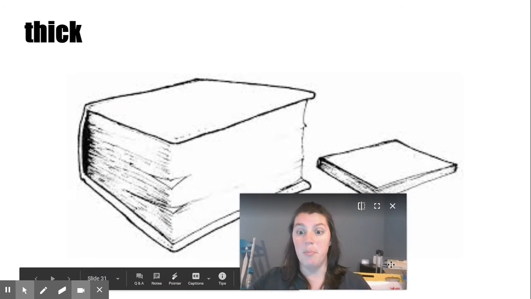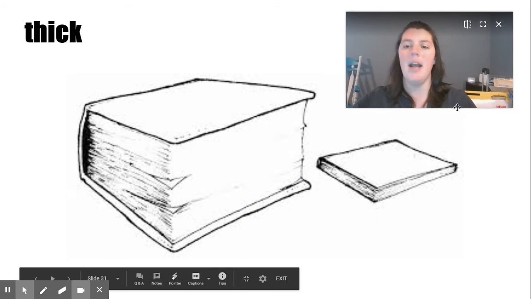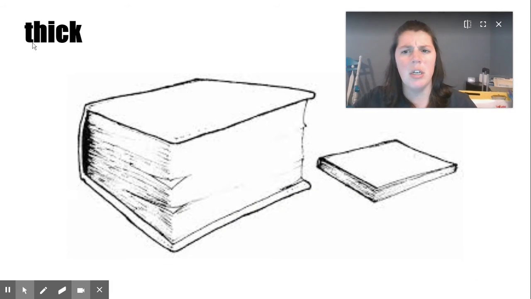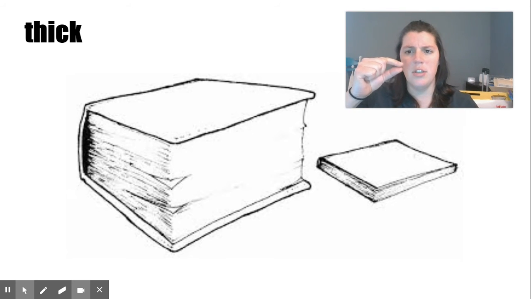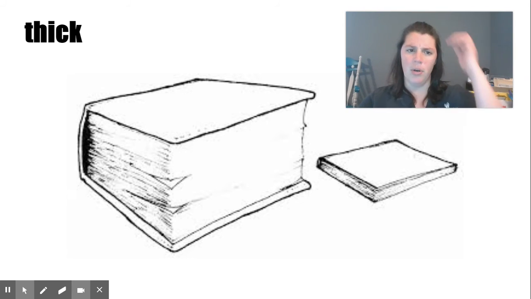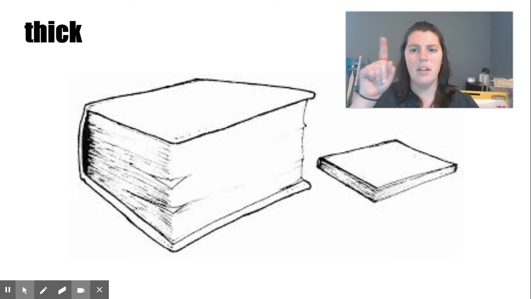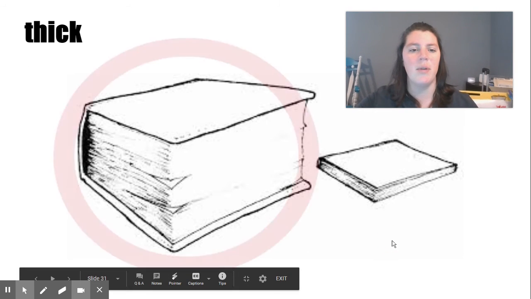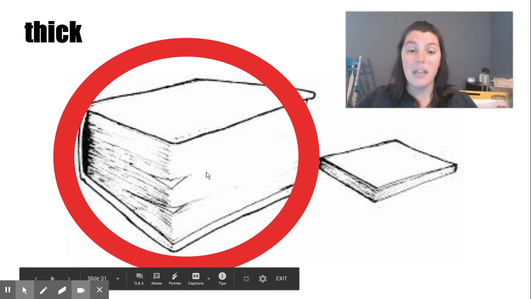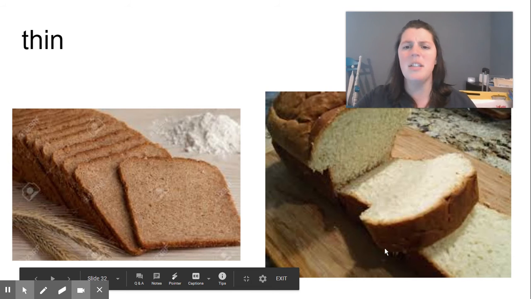So let's look at these books. Okay? And I have the word up here, thick. Take your hand, pinch it, and show me thick or wide. That's right, I'm going to open it up. Can you point to the book that is thick? Take your finger and show me which book is thick. Let's see if you're pointing to the right book. Yeah, look at how many pages are in this book. It's very thick. Let's try another one.